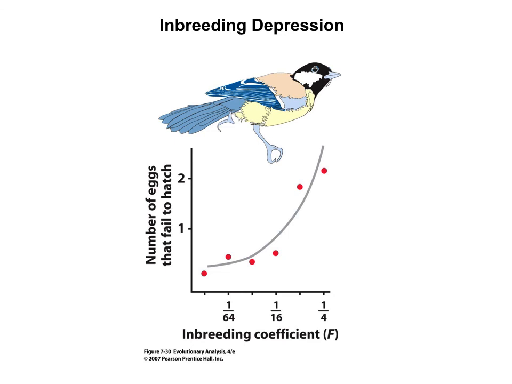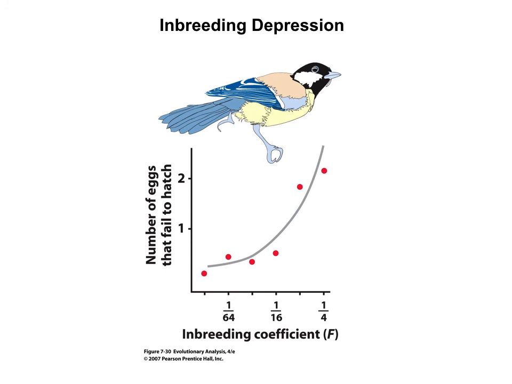This is a figure that shows the results of inbreeding and increased inbreeding. It's a study done on the bird called the great tit, and it looked at the number of eggs that failed to hatch in a nest. And so what they found is that as the inbreeding coefficient increased, so an increase in inbreeding coefficient means that there are matings between closer relatives, you saw an increase in the number of eggs that failed to hatch.